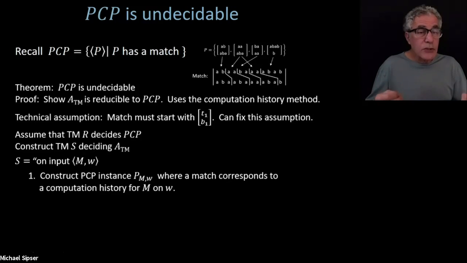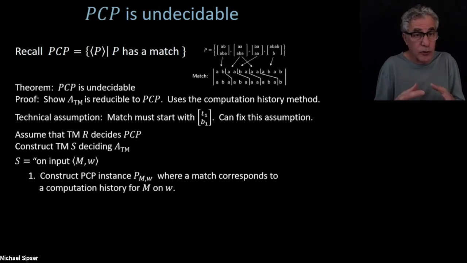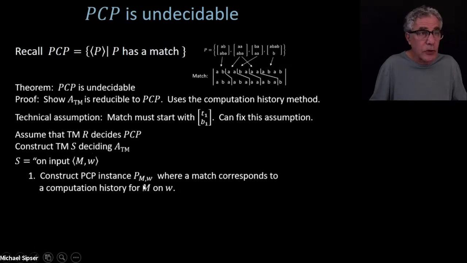What we're going to do is build an instance of the PCP problem. We're going to build a collection of dominoes, and that collection is going to be built knowing M and W. So that's going to affect the dominoes we create. I'm calling this collection of dominoes P sub MW, so it depends on M and W. And finding a match for this set of dominoes is going to force you to simulate M on W, because the match is going to correspond to a computation history for M on W.